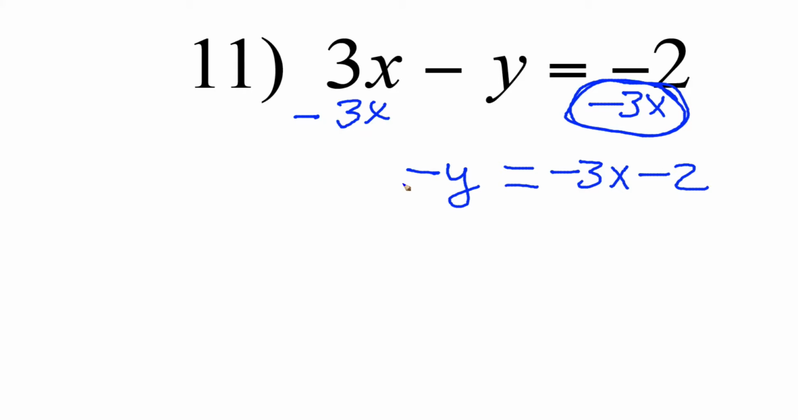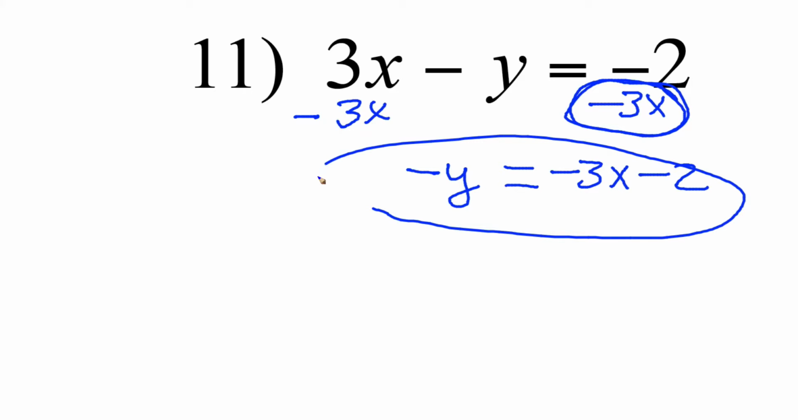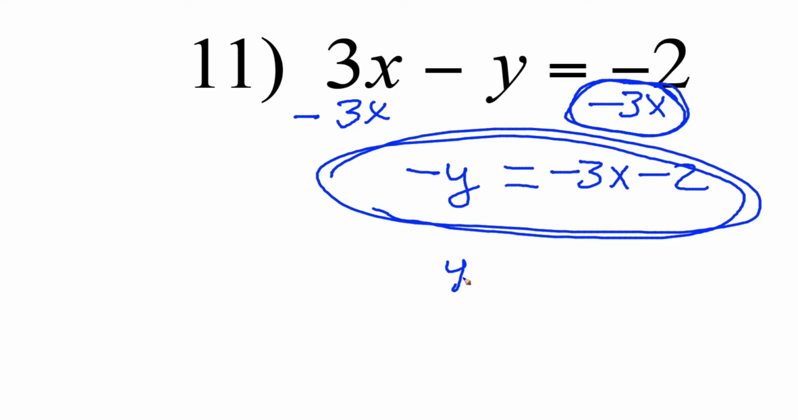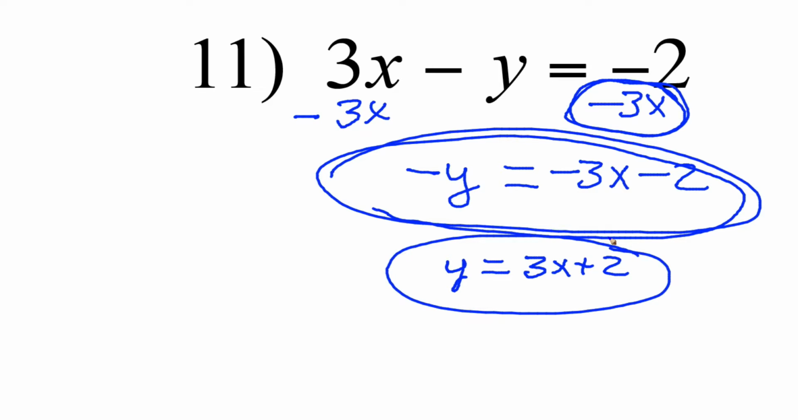Now we have a negative y here. We can't do that. Now remember, if we do it on both sides of the equation, then we're fine. So whenever you have just a negative y, just remember, change all the signs on the whole problem. And that will get that taken care of. So if we change that to a positive y, then we change all the signs. Positive 3x, positive 2. If we change all the signs, then we're fine.